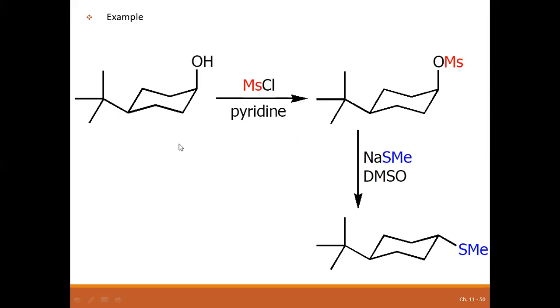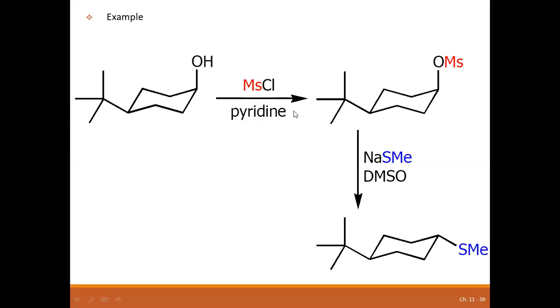Since it's a secondary alcohol, you don't have an acid, and you don't have a reagent like HX. It will proceed via the SN2 mechanism. So we're using mesylate chloride here in the presence of pyridine. We need to derivatize our OH, because it needs to undergo a substitution reaction.